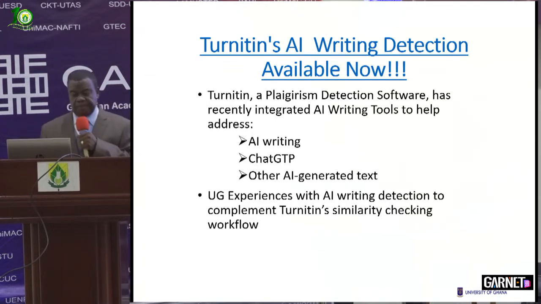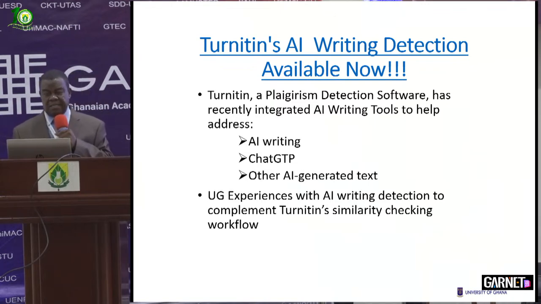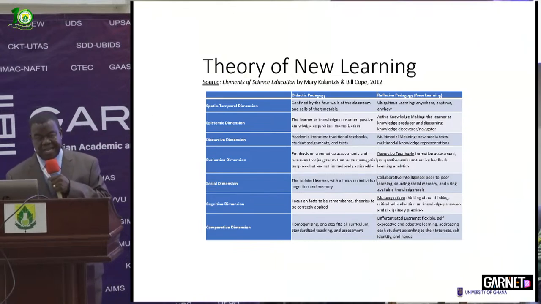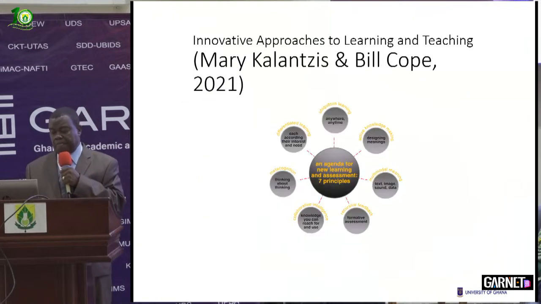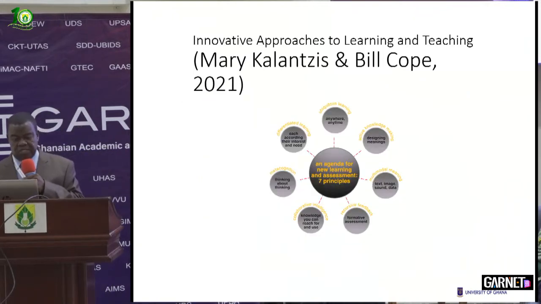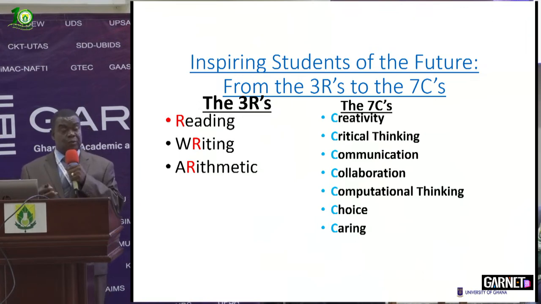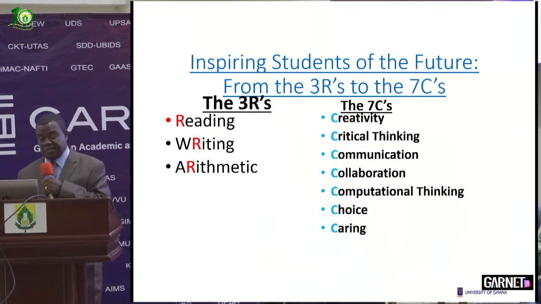Okay. Now, Turnitin is the plagiarism detection software that some of you have experience with. We need to assess differently, teach differently, and do things differently, taking into account what are called innovative approaches to teaching and learning and all the affordances that are available. We need to inspire our students to move from the 3 R's to the 7 C's: creativity, critical thinking, communication, collaboration, computational thinking, choice, and caring. Without the 7 C's, we can't go far, and without collaborative learning, we can't go far.